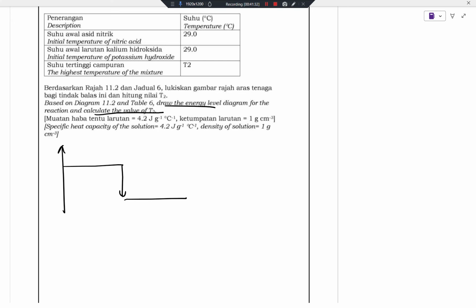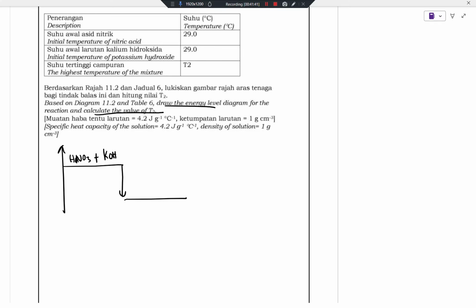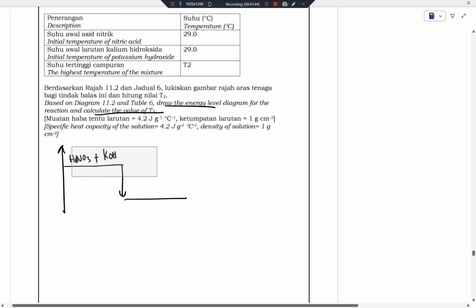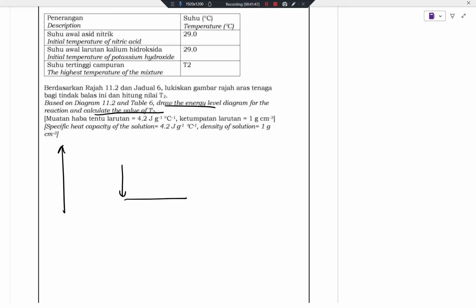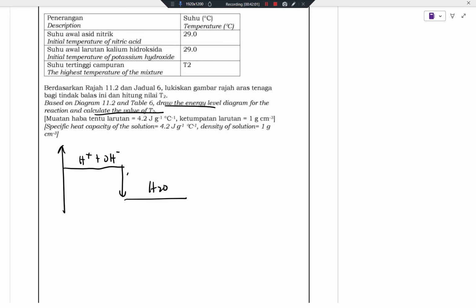So here we have nitric acid plus potassium hydroxide, KOH. For neutralization I can write the ionic equation: H+ + OH- gives H2O. And its delta H, they have given 57, so delta H is equal to negative 57 kJ per mole. Okay, this is the energy. Next, draw the energy level diagram and calculate the value of T2.